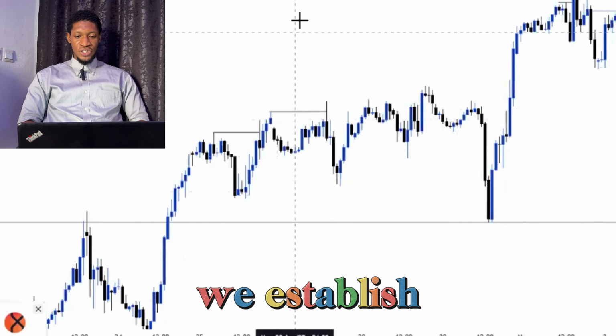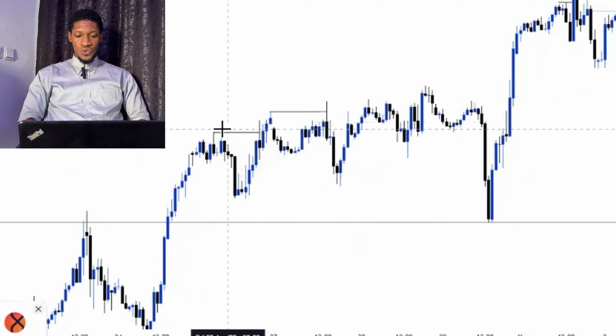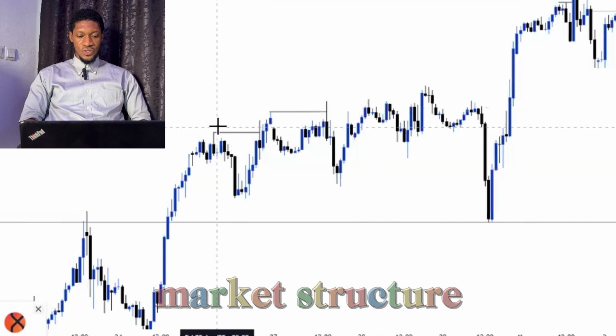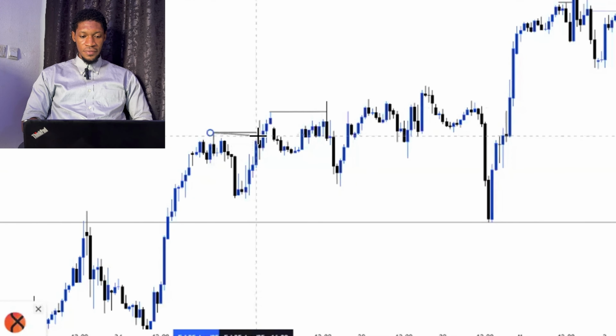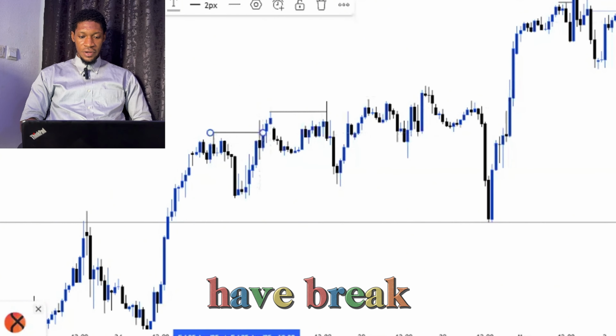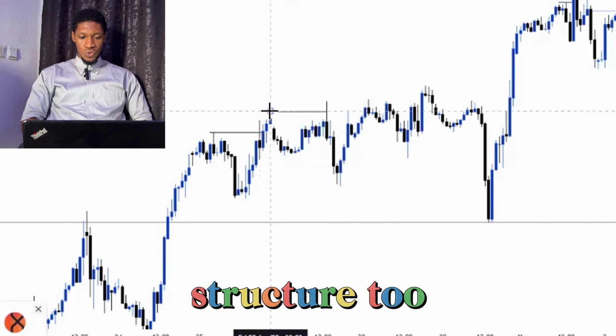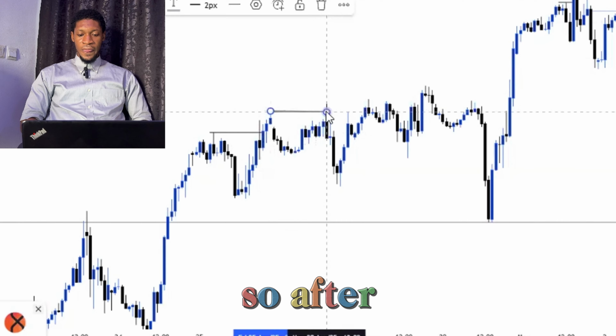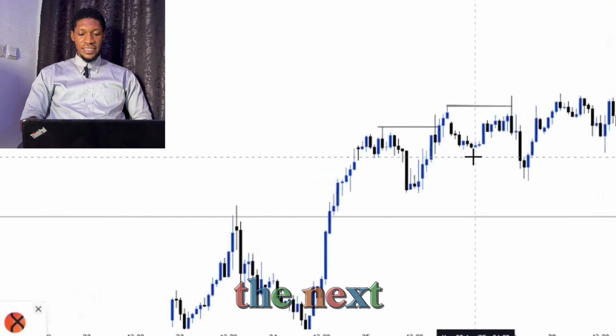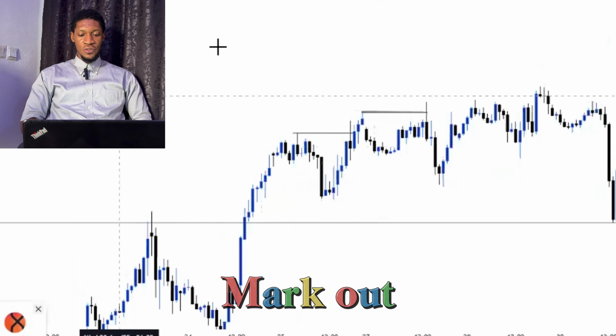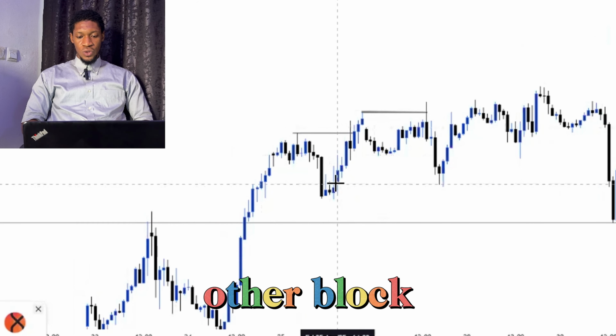So now we establish our break of market structure. We have our break of market structure 1, and we have break of market structure 2. After we have something like this, the next thing I do is mark out my order block. So my order block was somewhere around here.